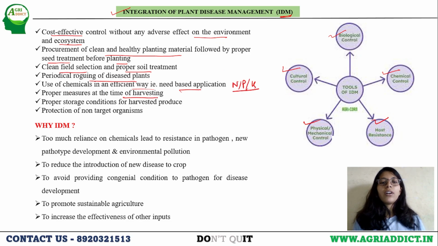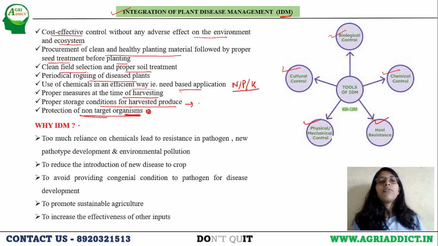Proper measures at the time of harvesting, and proper storage conditions for the harvested produce, so that we can protect the harvested produce from post-harvest decay, and protection of non-target organisms. Because often we use chemicals like fungicides and others, they disrupt the ecosystem, the soil ecosystem. They harm the other non-target or beneficial organisms. So, protection of non-target organisms should be the main feature. Okay, so these are the features of IDM.